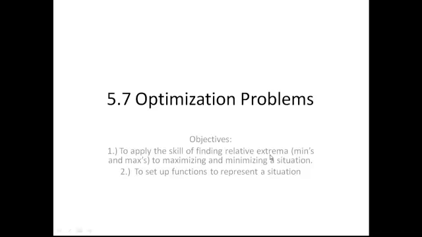We end Chapter 5 with 5.7. This has to do with applying everything that we've learned in Chapter 5 now. One of the main things was to be able to determine minimums and maximums of a function. And so what 5.7 is now going to be doing is it's going to have you minimizing and maximizing functions.